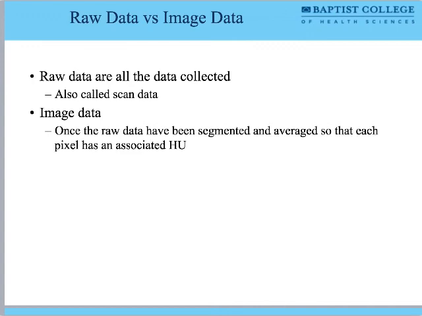The image data is going to be what we would actually use. We're going to take that raw data and average it all together, tie it to a pixel value, each pixel value to a Hounsfield unit, and orient it in space so that we can see slice by slice through the patient's body.